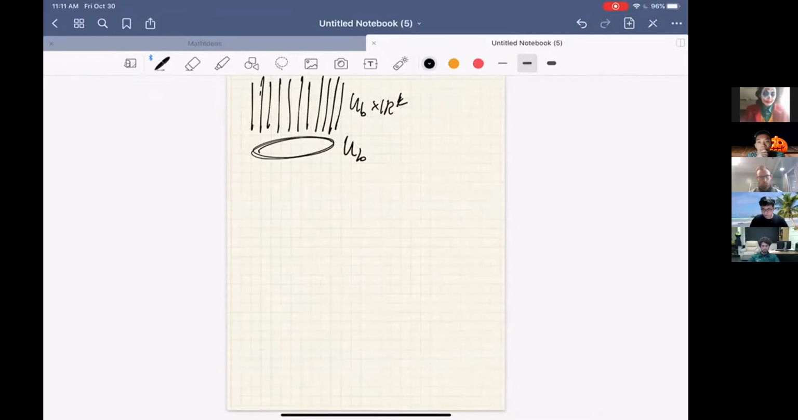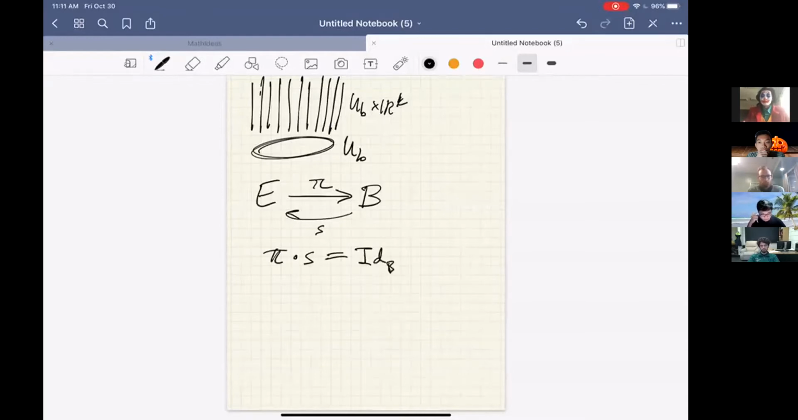Okay. So now here's another definition. If you have a vector bundle, I'm going to define a section to be a map from the base space to the total space, such that it's a right inverse to the projection. So S is a section. That's the definition.